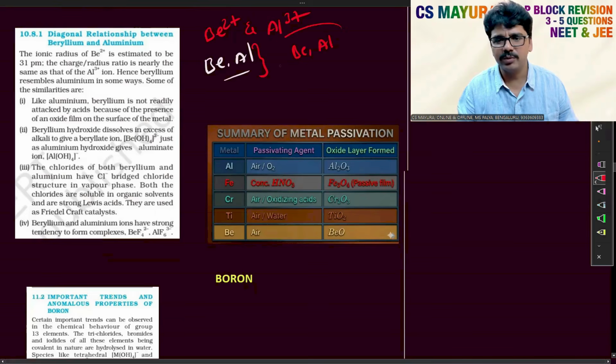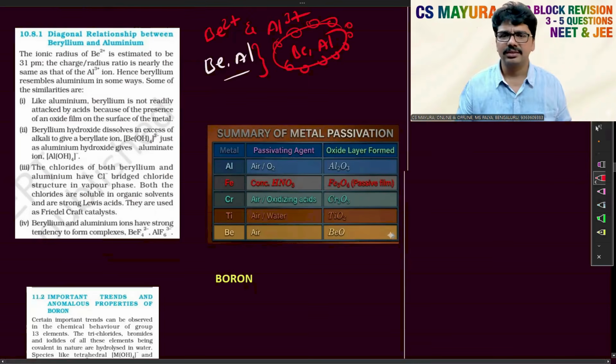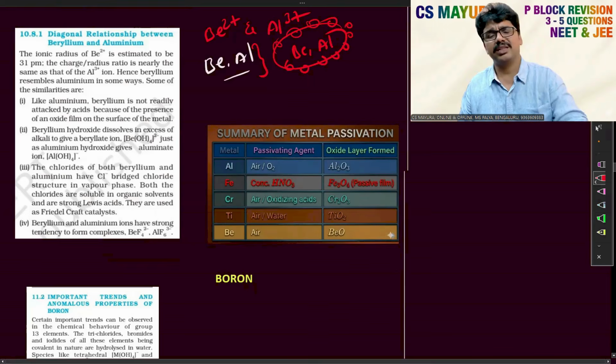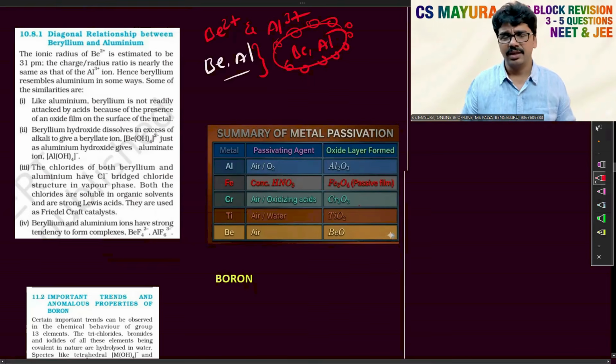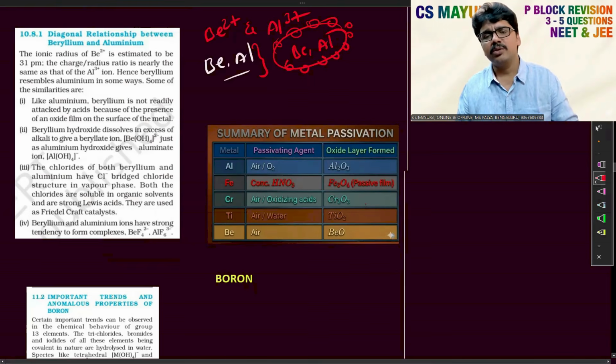Suppose this is beryllium or aluminum. Some oxide layers are formed on its surface when they are treated with acids. For example, with HNO3, a beryllium oxide layer is formed on its surface. It does not allow further reaction. If it is aluminum, when aluminum is treated with concentrated nitric acid, it does not react further because an aluminum oxide layer is formed on its surface.